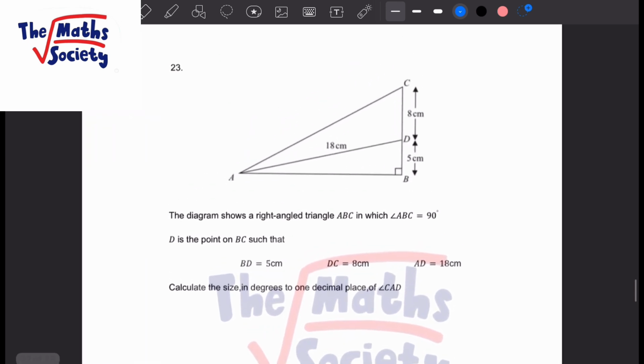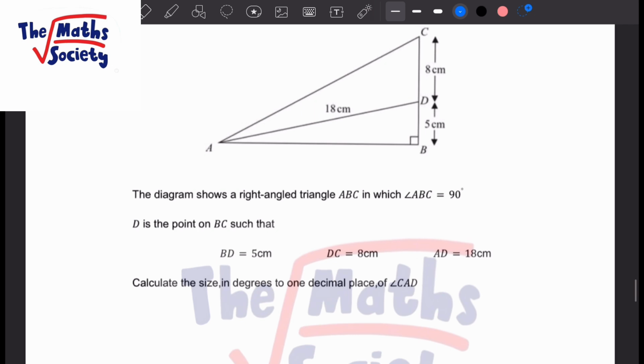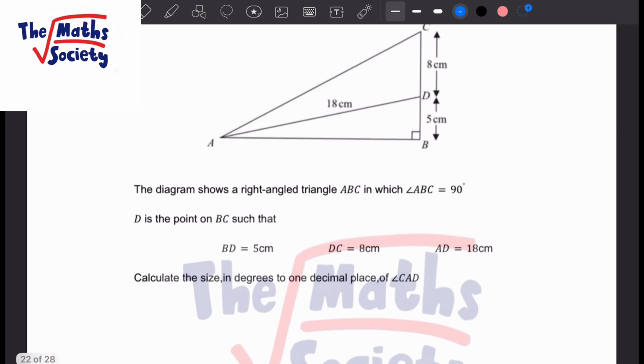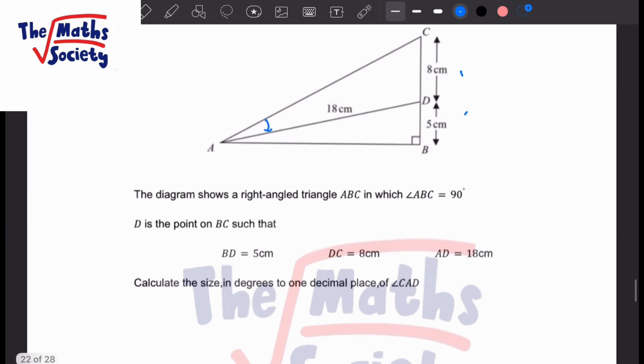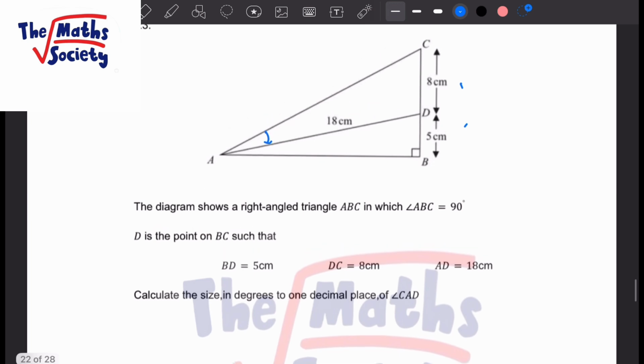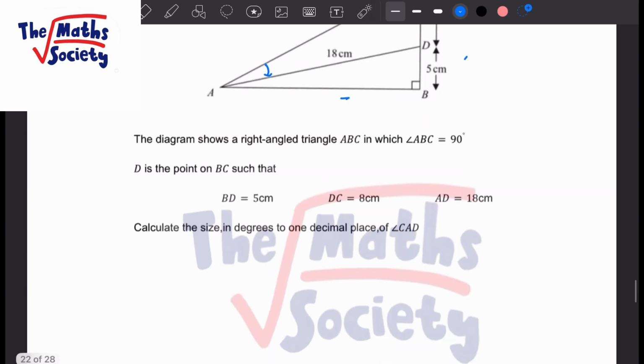Okay, so now 23. It says that the diagram shows a right angle triangle ABC in which angle ABC is equal to 90, D is a point on BC such that we've already given the length, and then AD is equal to 18. Calculate the size in degrees to one decimal place of angle CAD. So they want to know this angle again. So it means we need to find AB first. So we need to know this side first to calculate things.